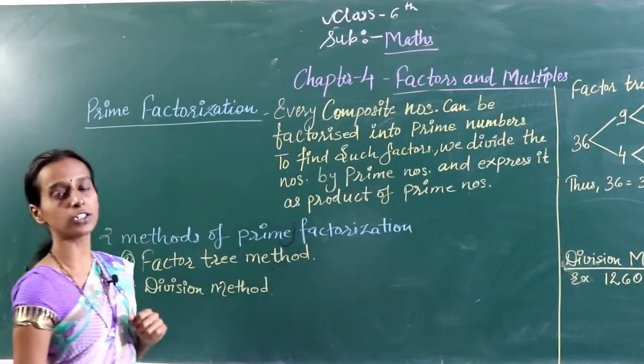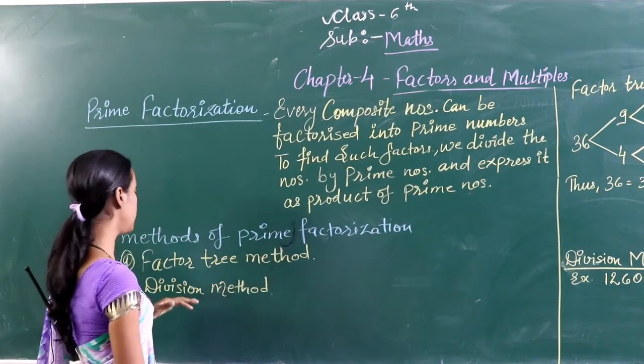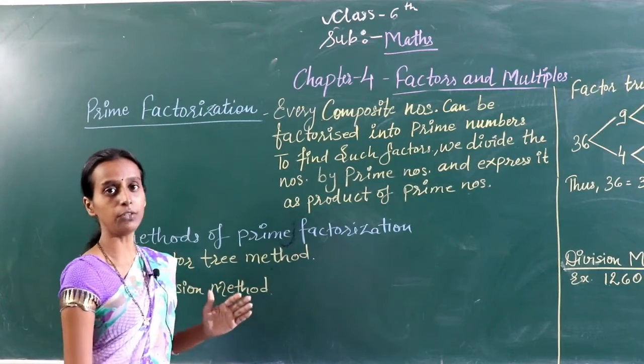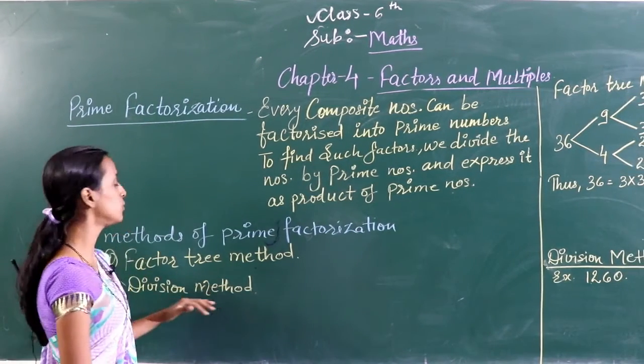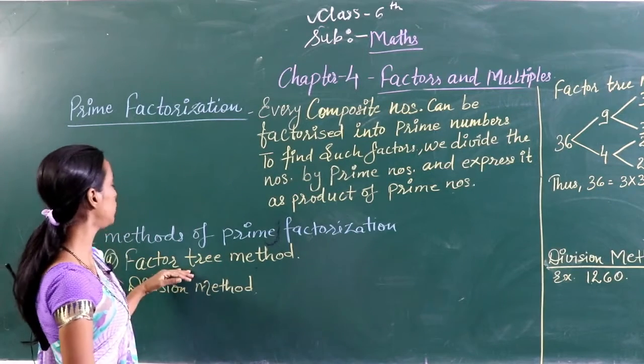So there are two methods of prime factorization. First is factor tree method, second is division method. Generally we use method second, division method, for large numbers. If we have small number, we can solve it using factor tree method.